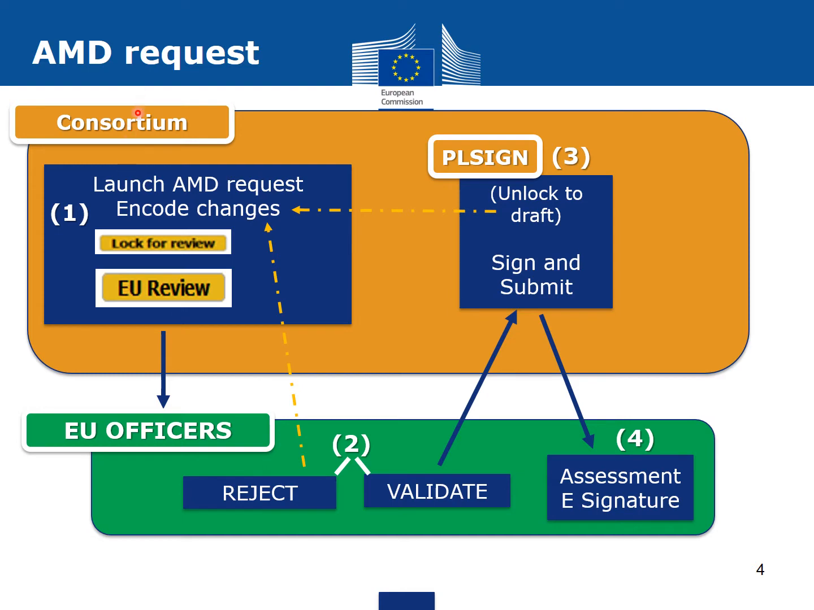So as you see, the consortium will launch the amendment request, encode the changes, and lock for review. They click the button EU review. It goes to the EU officers. If the EU officers validate, then the PLSign of the coordinator should sign and submit to EU. EU will assess and then decide to sign. If they reject, then it goes back to the consortium. They have to modify the data, lock for review, and then send it back to EU for review.